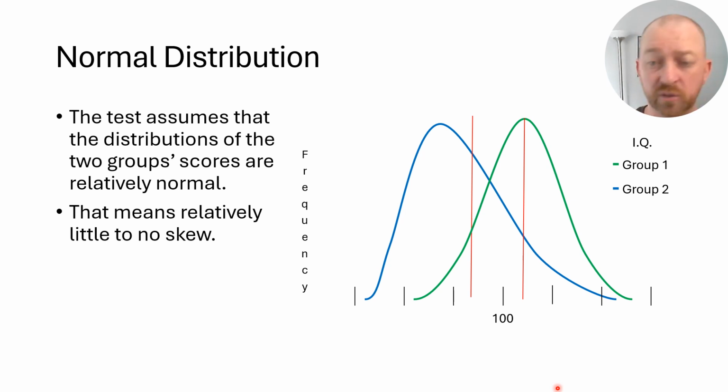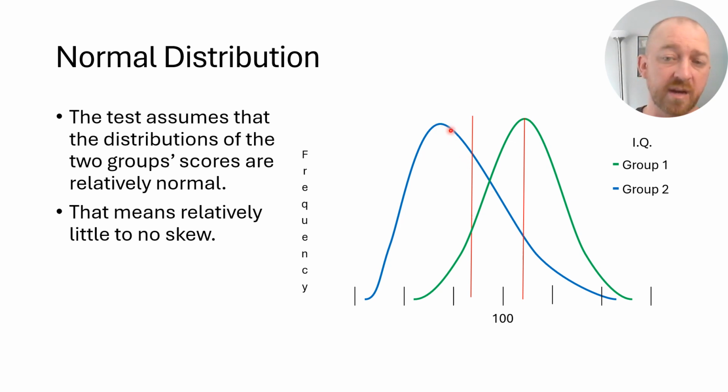Let's say that we took two different samples and we measured them on IQ or something. It doesn't really matter. But let's say that we have one of the distributions that is symmetrical. That's great. Maybe a little leptokurtic, and that's fine. This other one has a positive skew. Now, why is that an issue?